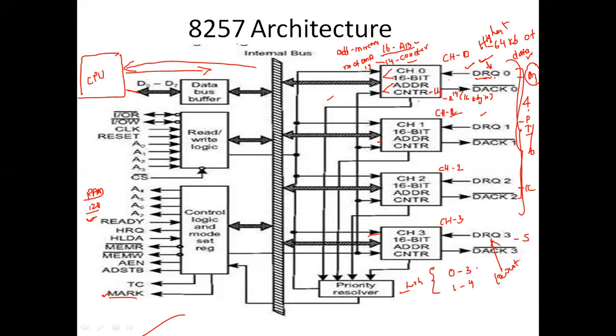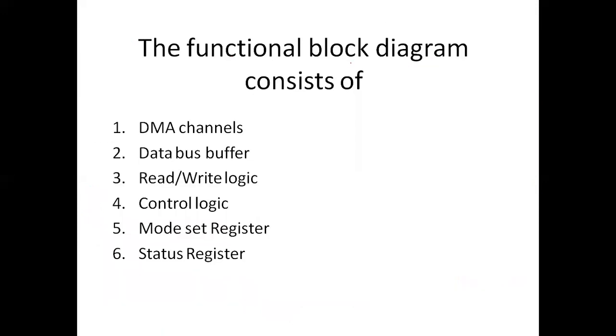So DMA will ask the CPU to release the buses. Once the CPU acknowledges, the CPU releases all the buses. When the CPU releases all the buses, this DMA is going to be the master. As the master, it is going to give the DACK, that means acknowledgement: okay, I am going to transfer the data. It will acknowledge to the device. After acknowledging, it is going to transfer the data without the involvement of the CPU. This is how the actual working of 8257 is going to be done.